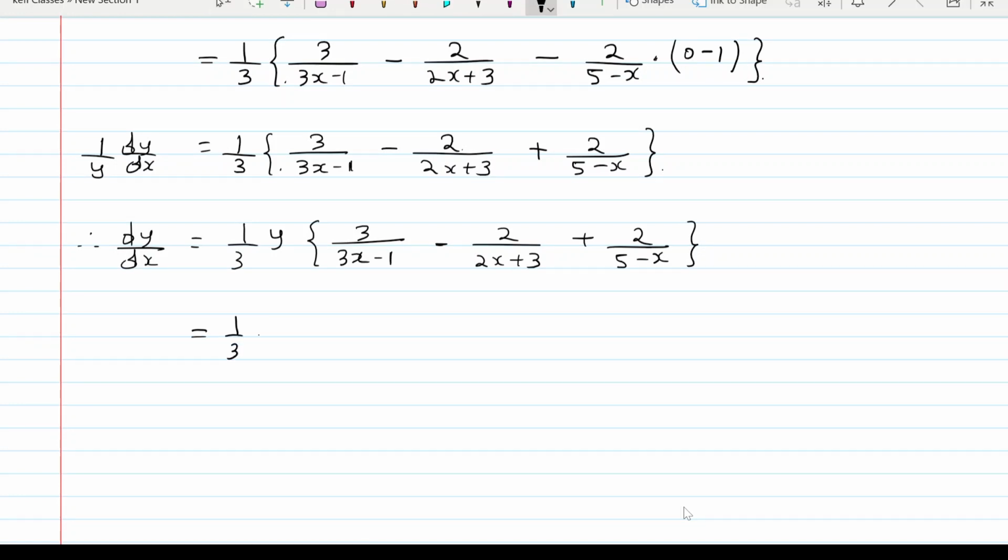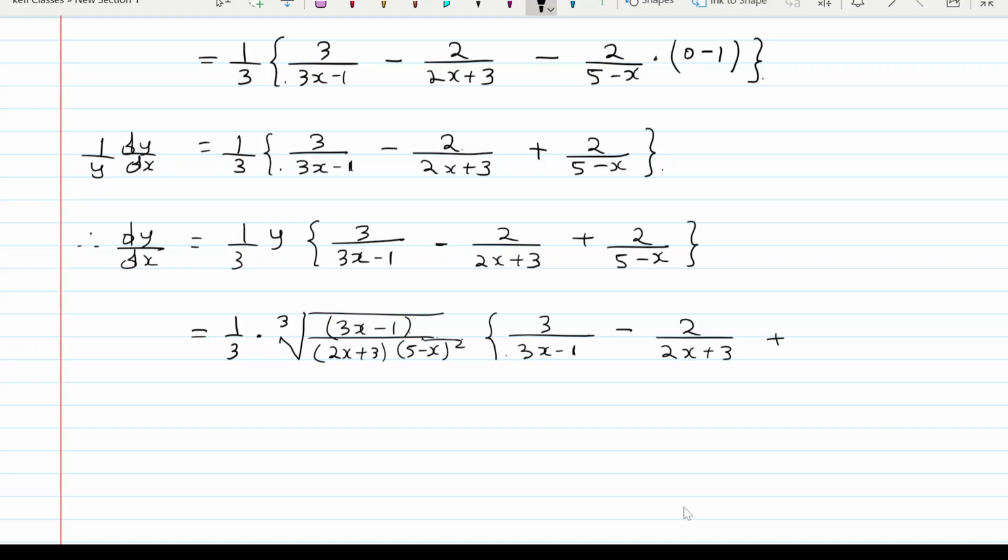So 1 upon 3. And what was y? y is cube root, correct? It is the cube root of 3x minus 1 divided by, it was 2x plus 3 into 5 minus x the whole square, into 3 upon 3x minus 1 minus 2 upon 2x plus 3 plus 2 upon 5 minus x. Okay, this is by equation 1.